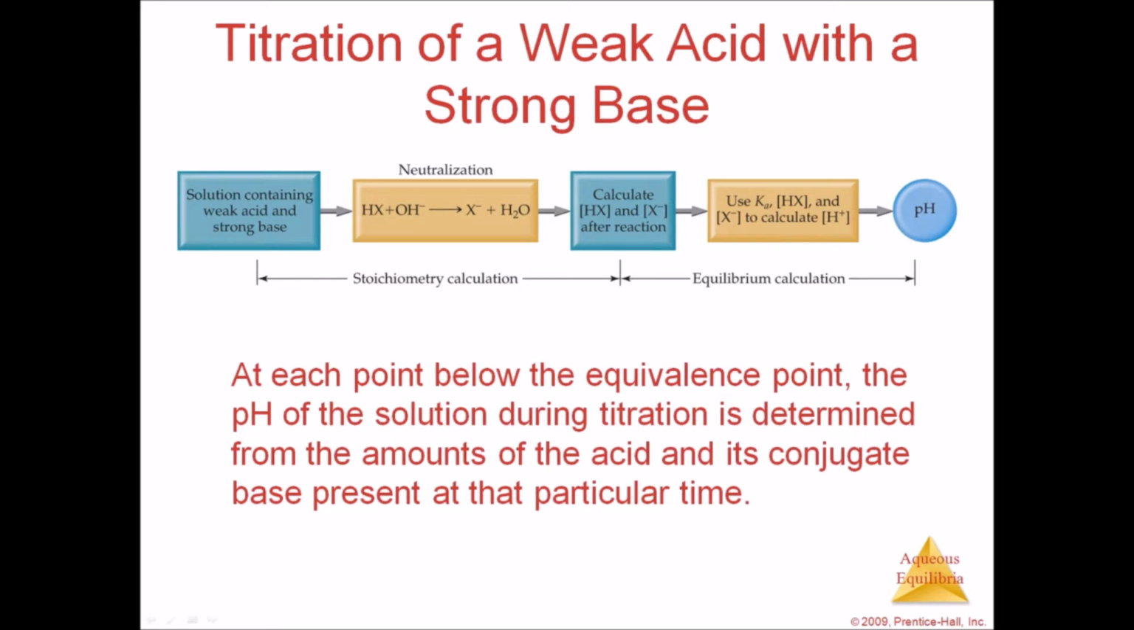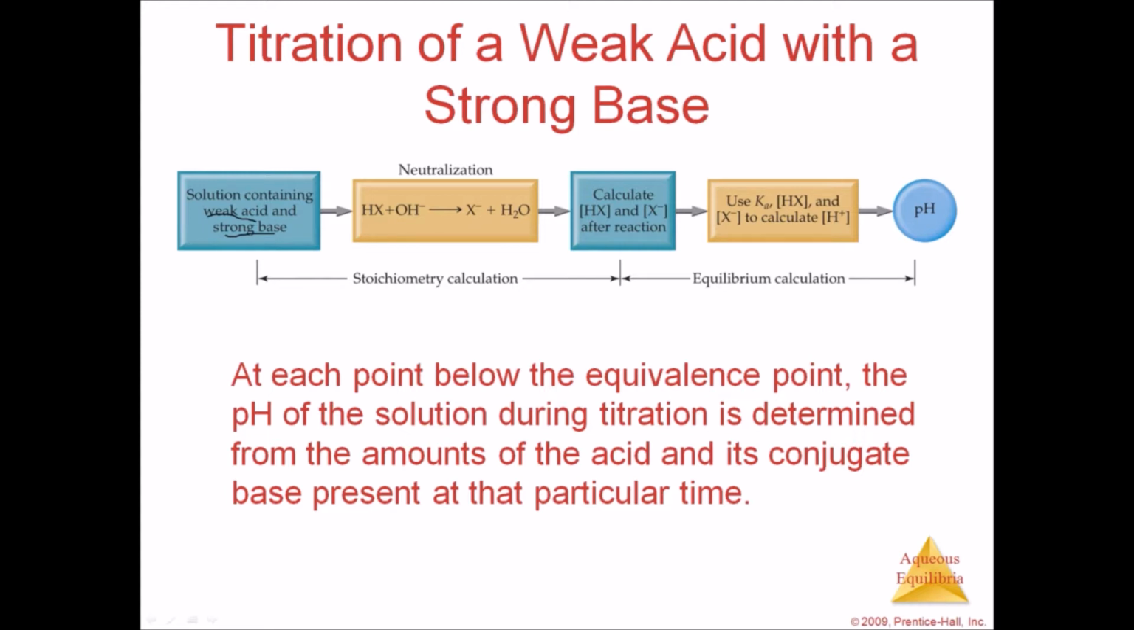So at each point below the equivalence point, the pH of the solution during titration is determined from amounts of acid and its conjugate base present at that particular time. We would use what we call a before and then after graph. And in those graphs, unlike the ICE box, you're not using concentration, you're physically using the number of moles. So you want to know how much weak acid you have and how much strong base you have.